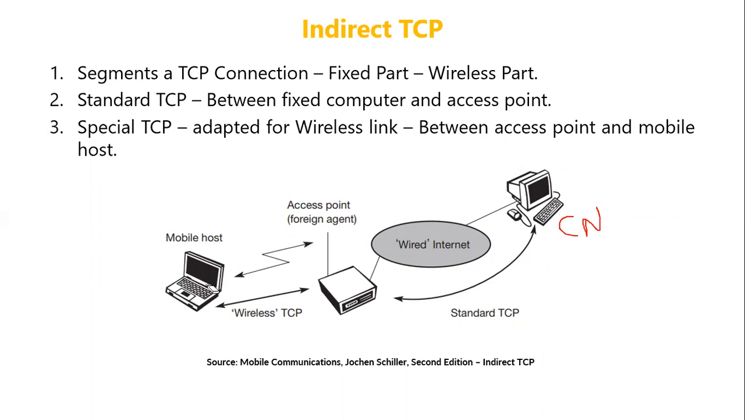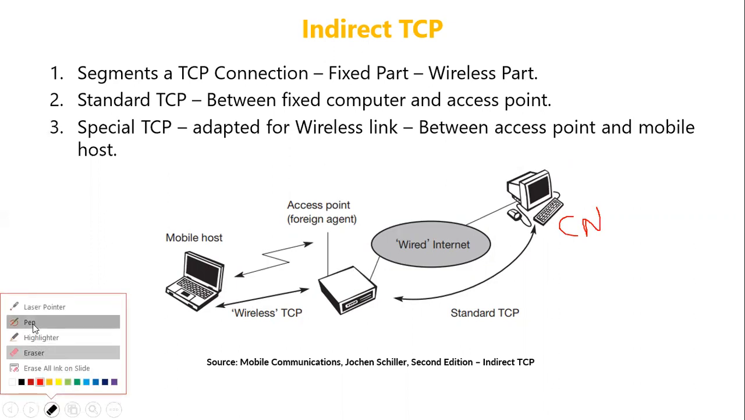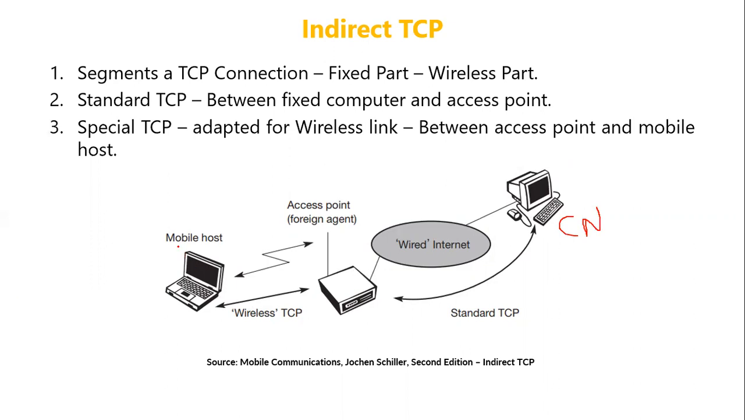Whereas the communication between this mobile host, which can be considered as the MN, mobile node, and the access point will be through wireless TCP. So basically it splits the TCP connection into two parts, and it uses wired TCP at one end and wireless TCP at the other end. And there is an access point which coordinates this.